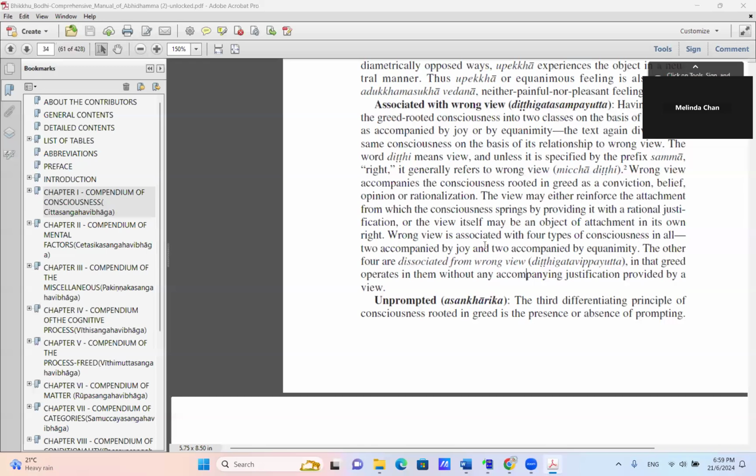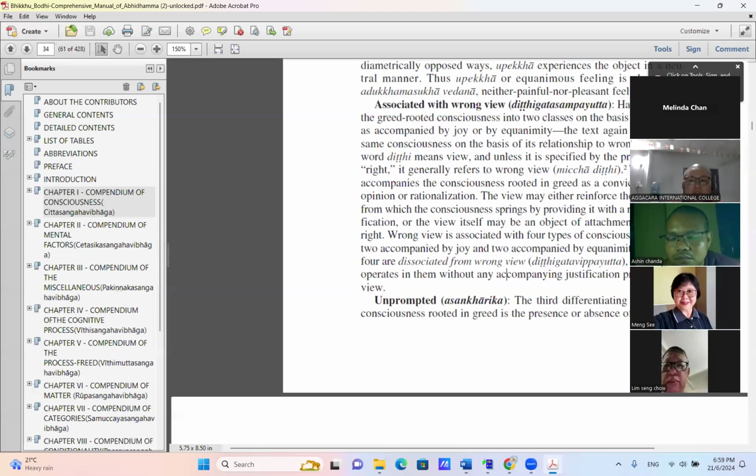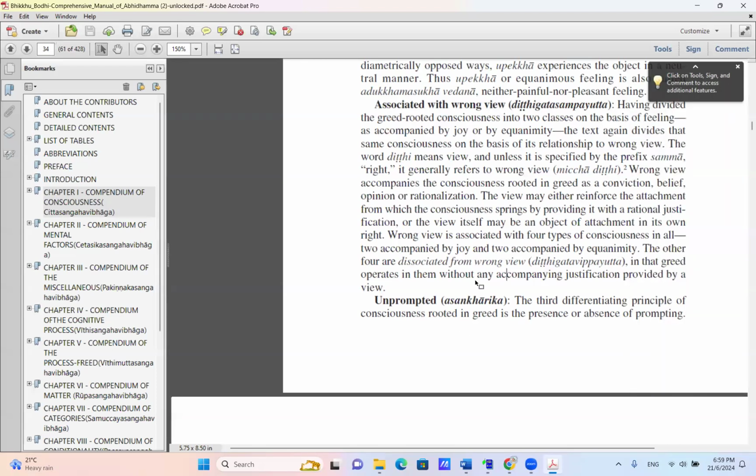Wrong view is associated with 4 types of consciousness in all, 2 accompanied by joy and 2 accompanied by equanimity. The other 4 are dissociated from wrong view, ditthigata vippayutta. In that, greed operates in them without any accompanying justification provided by a view. Okay. I think it didn't give the answer, right? Okay, thank you. I don't think it gives any answer.